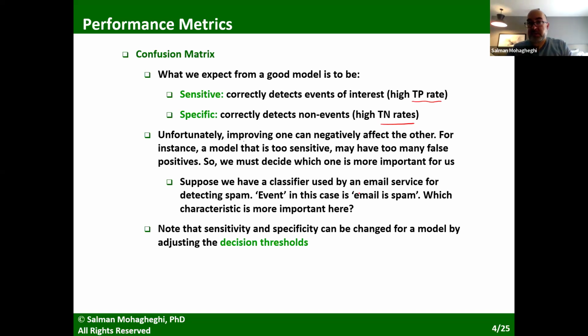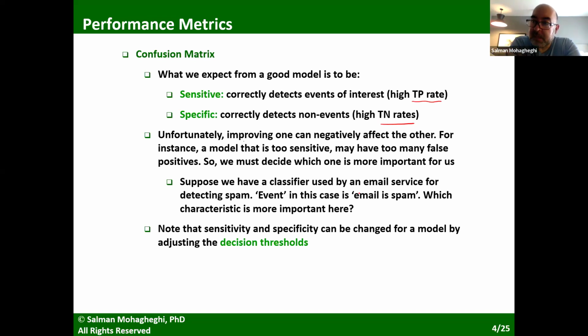So in this example, for instance, if I say event means email is spam, most likely specificity is going to be more important. You're willing to risk receiving some spam emails and identify them as non-events because you don't want to risk losing or missing any of the emails that are actually non-spam. In certain other situations, however, determining which one is more important is not really straightforward.